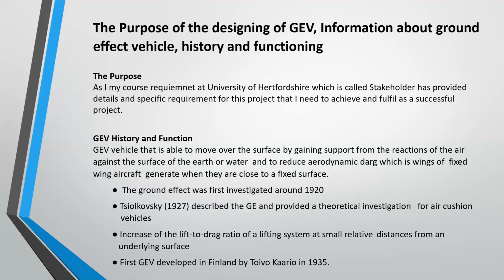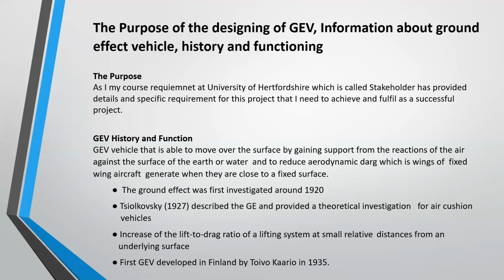When you come to the history, a ground effect vehicle is able to move over the surface by gaining support from the reaction of the air against the surface of the earth or water, and to reduce aerodynamic drag, which the wings of fixed wing aircraft generate when they are close to a fixed surface.